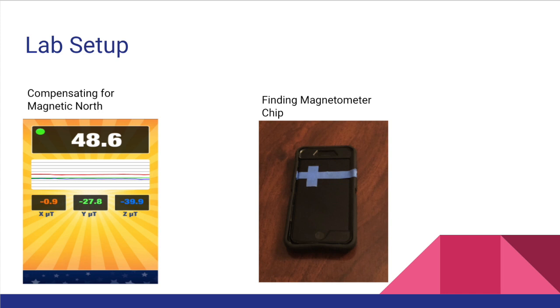I then rotated my phone 90 degrees and repeated the process, but placed the tape where the Y component was at a maximum and the X component was at a minimum. The magnetometer chip was found to be at the intersection of these two tapes.